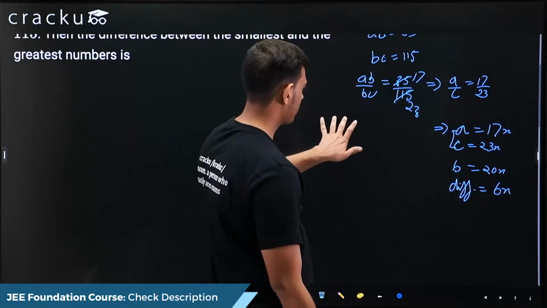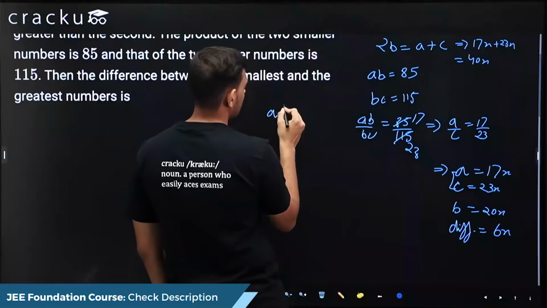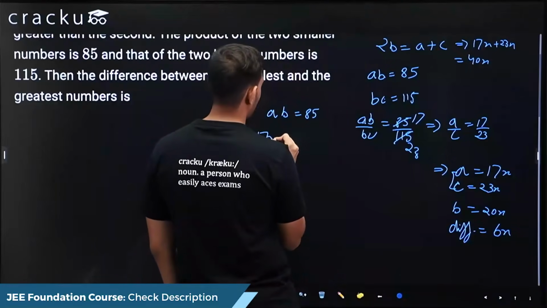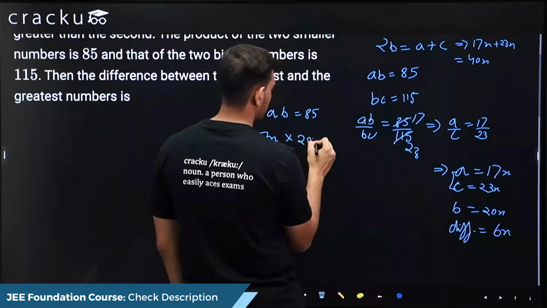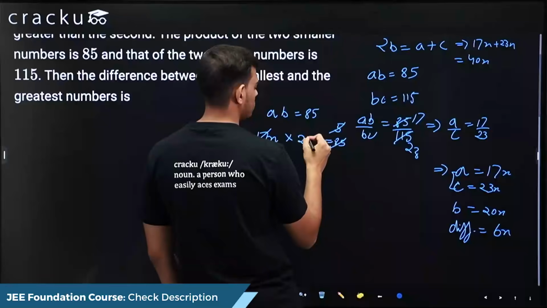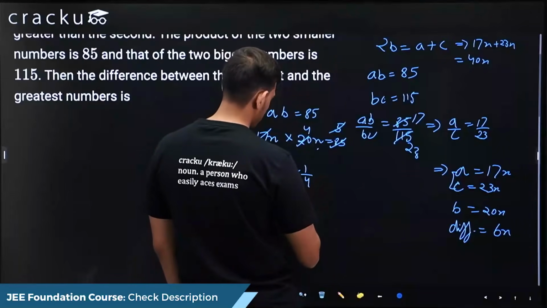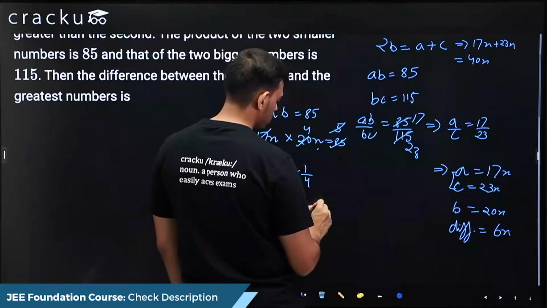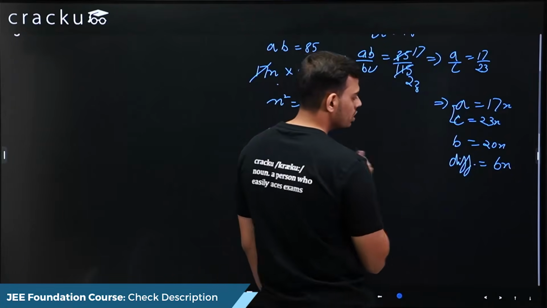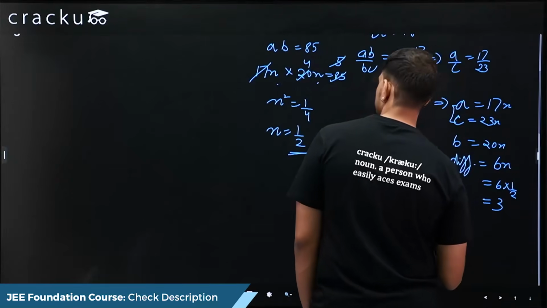Let's try. AB is 85. What is A? 17x. What is B? 20x. So 17 times 20 times x squared equals 85, which gives x squared equals 1 by 4, so x equals 1 by 2. Now, if x equals 1 by 2, the difference will be 6 times 1 by 2, which is 3.